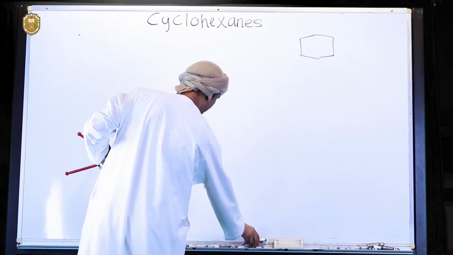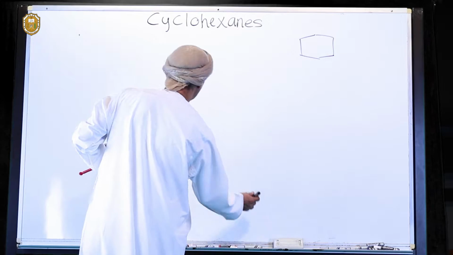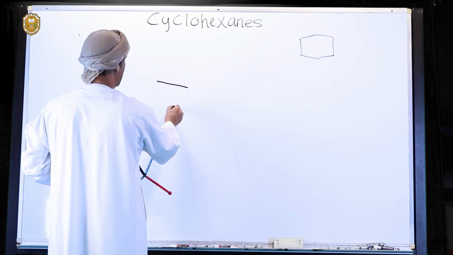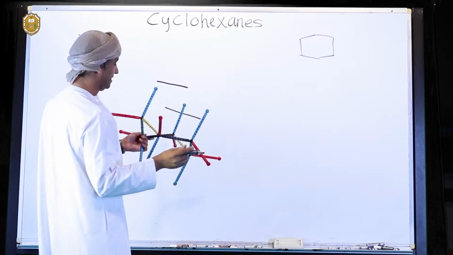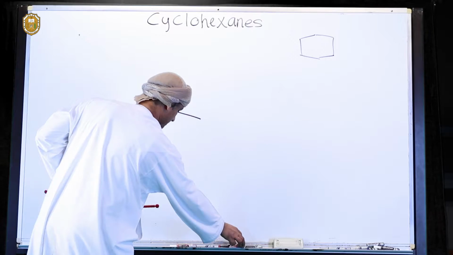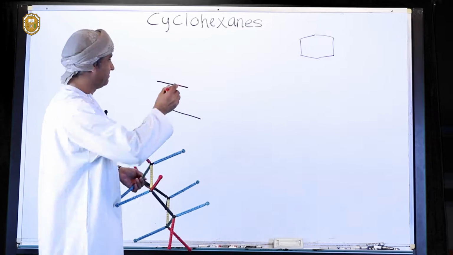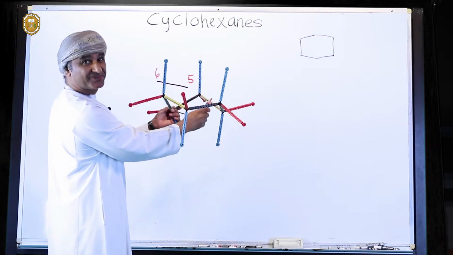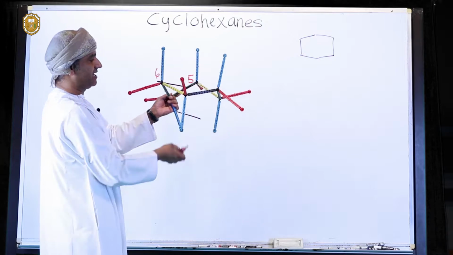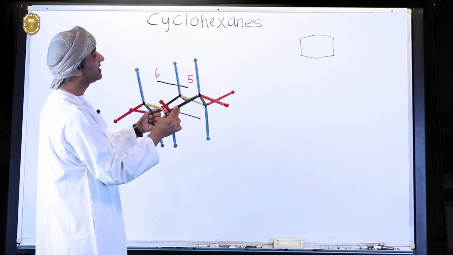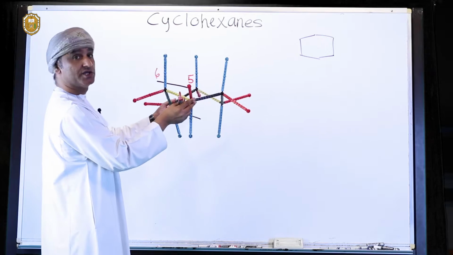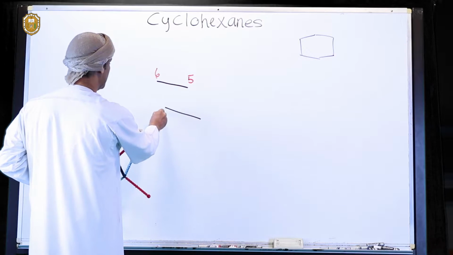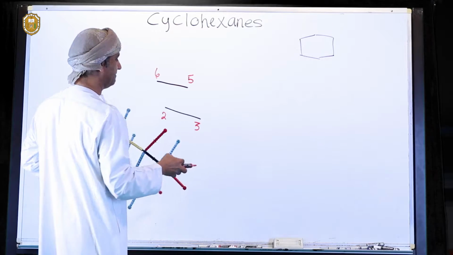Let's begin with drawing a bond between 5 and 6. This is the bond between 5 and 6. Let's put numbers. So this is 5, that's 6. Now we have drawn this line. Basically, this is carbon number 5, that's carbon number 6. Now that bond, 5 and 6, which we have just drawn, should be parallel with the bond between 2 and 3. So this should be carbon number 2, and that's carbon number 3.